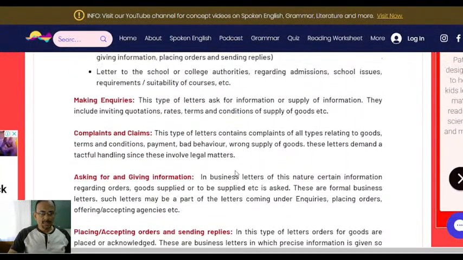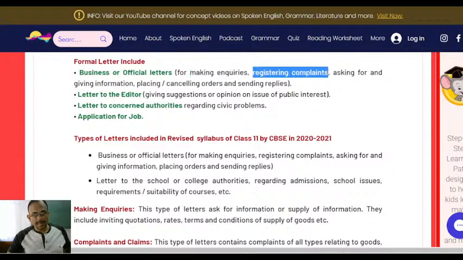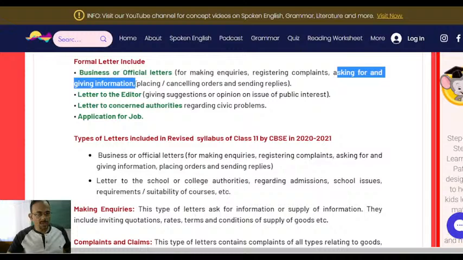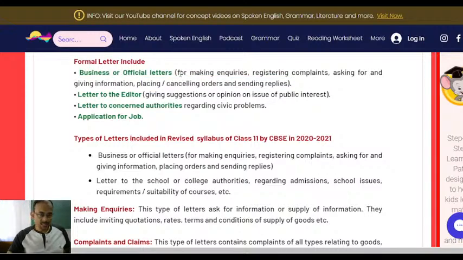As you can see, dear students, right in front of your screen, there are so many categories of official and business letters, right? As you can see here, for business or official letters, from these two types of letters, we have making inquiries, we have registering complaints, asking for and giving information, placing or cancelling orders and sending replies. So these are some of the categories of business or official letters, right?